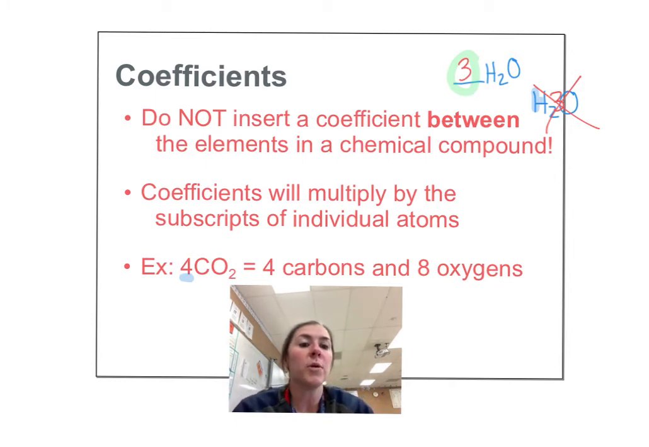Okay, when we do put the coefficients in place, they multiply by the subscripts of the individual atoms. So for example, 4 CO2 means there are 4 times 1 carbons, 4 carbons, and 4 times 2 oxygen, 8 oxygen. So this formula for CO2 gives me 4 carbons and 8 oxygens.